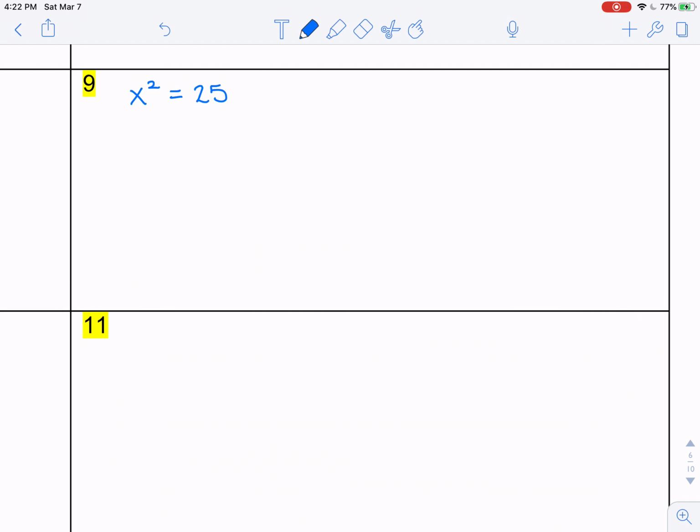We're going to start off by square rooting both sides. When we introduce that square root on both sides, remember we introduce the plus minus. On the left side, the square root and the square cancel. So I get x equals plus or minus 5. Another way that you can write that is x equals 5 and x equals negative 5. So there are two solutions. That's it for number 9. We're going to scoot over to number 10.